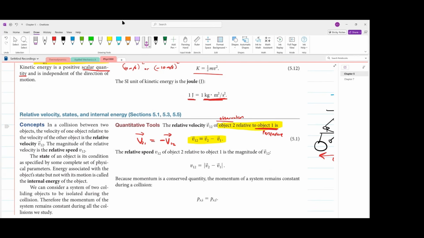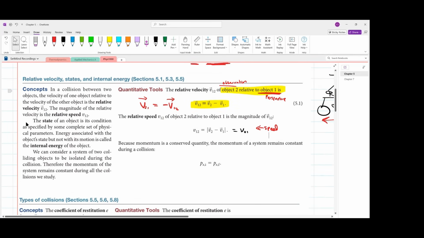Okay, but now relative speed. Again, we already know from previous chapters, speed is just the magnitude of velocity. So it is easy to see that the relative speed is just the absolute value of the relative velocity. Which means the relative speed v12 would be equal to v21. And this is for speed because we only care about magnitude for speed. We don't care about direction.